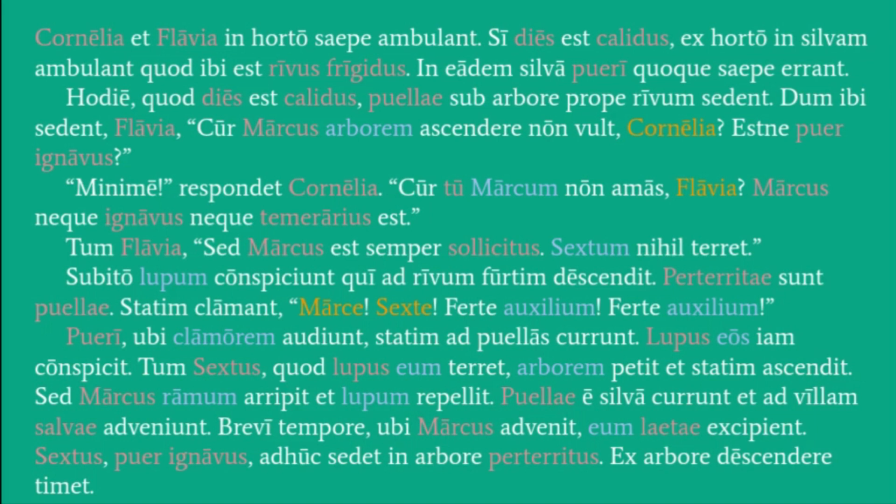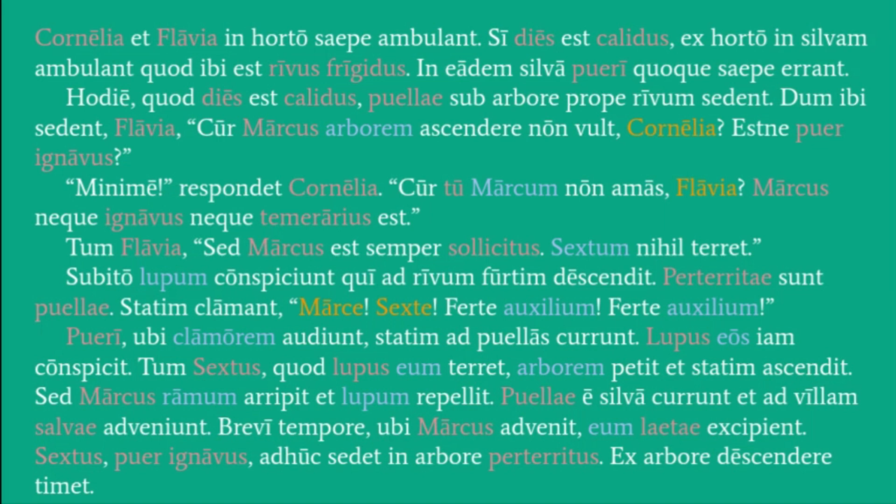Then you go to the next paragraph. We have hodie, which means today. Quod dies est calidus, puellae sub arbore prope rivum sedent, right? So today, because the day is hot, dies est calidus. There's that same phrasing again. Because the day is hot, the puellae, the girls, they are sitting, sedent, under the tree, sub arbore, prope rivum, near the river, meaning the cool river that they were looking for before. Okay? Then you have dum ibi sedent, while they are sitting there. So sedent means they are sitting. Ibi means there, meaning by the river.